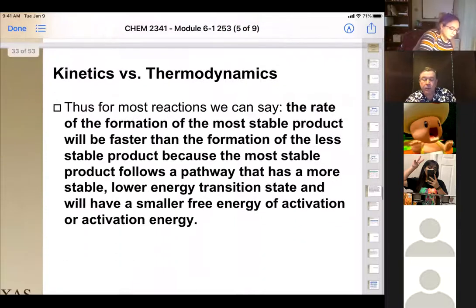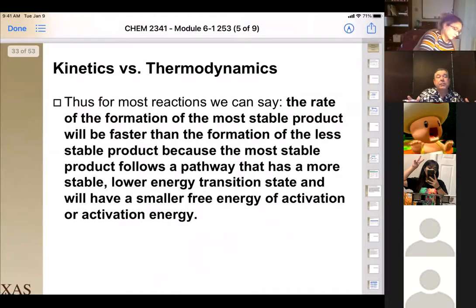So the rate of formation of the most stable product will be faster than the rate of the formation of less stable product because the most stable product follows the pathway that has more stable, lower energy transition. So if you have a kinetically and thermodynamically controlled system, you are going to have fewer side products because it's faster and more stable. So it's looking for things that have the lower activation energy and the most release of heat. That gives you your best reaction conditions.